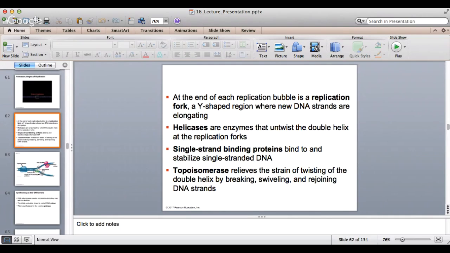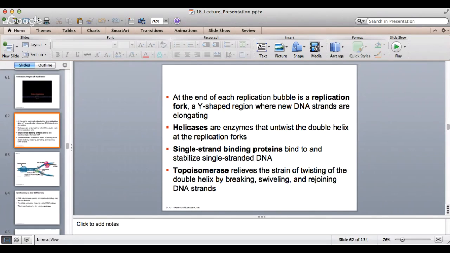So helicases, topoisomerases, polymerases, ligases. We're going to talk about all of these enzymes that do the work of replicating our DNA. Vocab, vocab, vocab, you guys. Make sure you're doing that vocab. So helicase is going to be your unzipper.